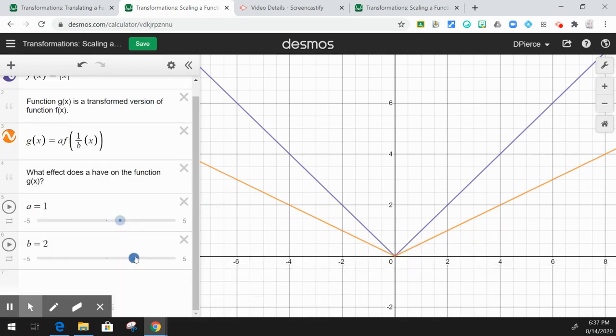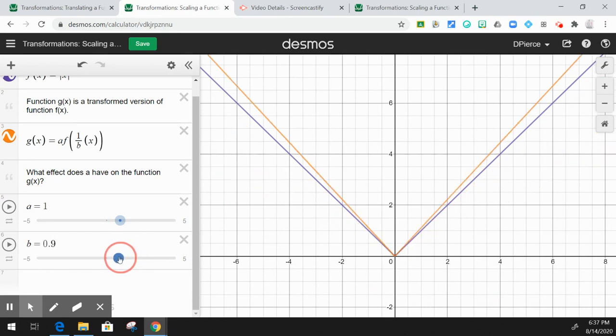All right, so if I make my b value between 0 and 1, your transformed function is inside of the parent function, so it's narrower. Well, why is that doing that? Because this point, if I look at this point again, your x-coordinate was 2, so it was 2 spaces away from the y-axis. But now this is only 1 space away.